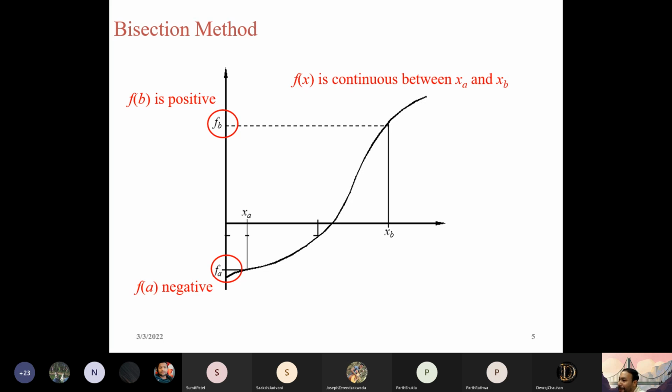What is the meaning of bisect? I have to divide into two equal parts. What to do? I have to take (a plus b) by 2. Then I can divide into equal parts. The length xa, xb, add them, divide by 2, and I can get the midpoint. Now look here, very interestingly. I hope it is very much clear to all of you. Very clear? Very good. This is the root.